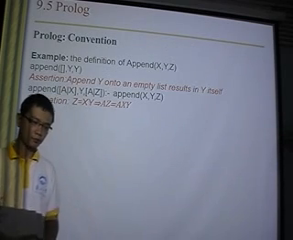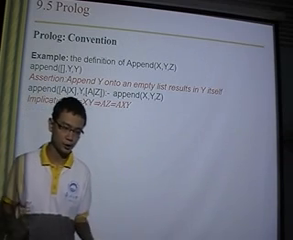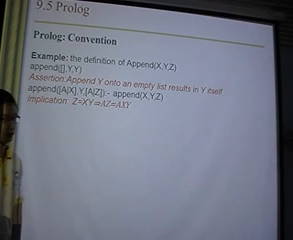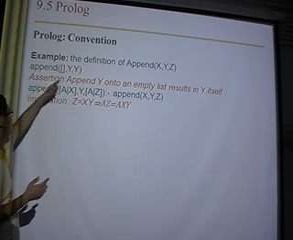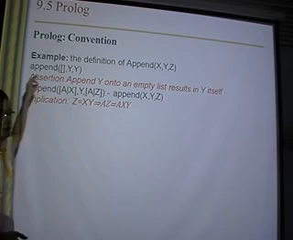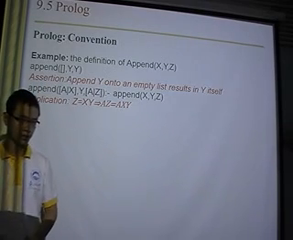Here is an example of a Prolog program. It is a recursive definition of the append operation. We can see that it includes assertion and implication. And the whole definition is implemented in a recursive way.